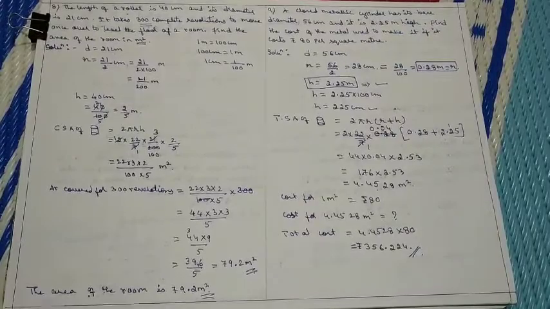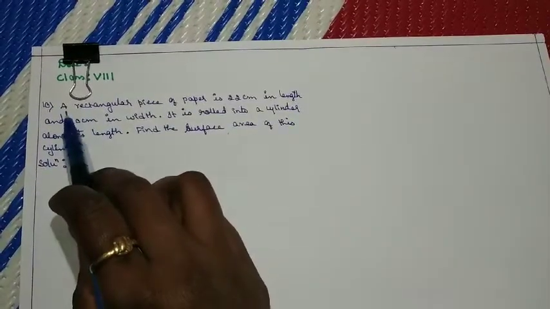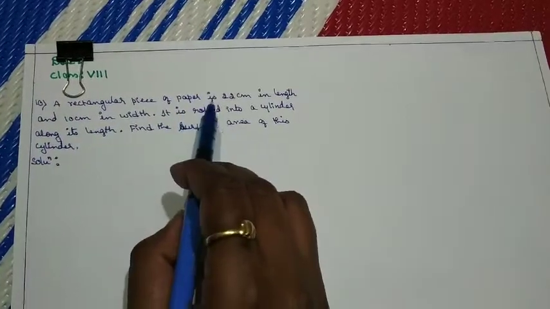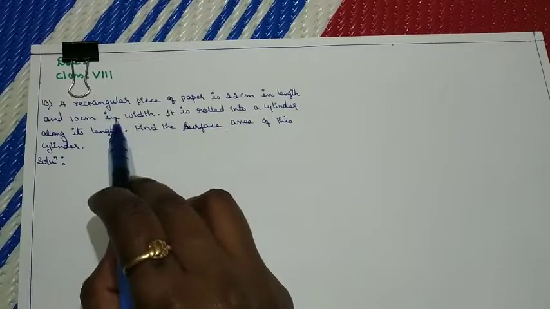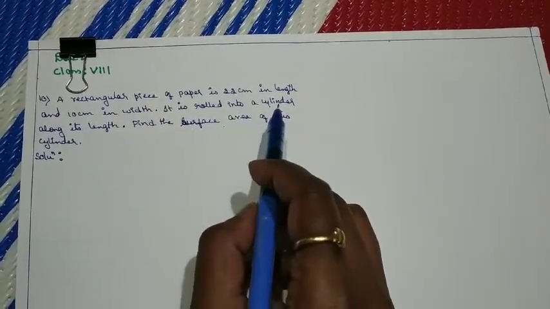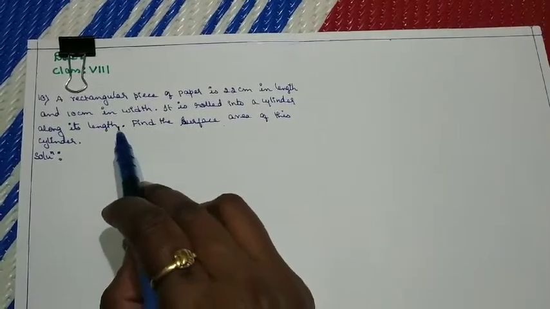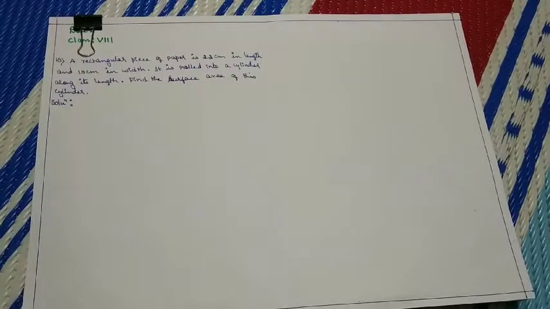Now let us move to solving the 10th question. A rectangular piece of paper is 22 centimeter in length and 10 centimeter in width. It is rolled into a cylinder along its length. Find the surface area of this cylinder.